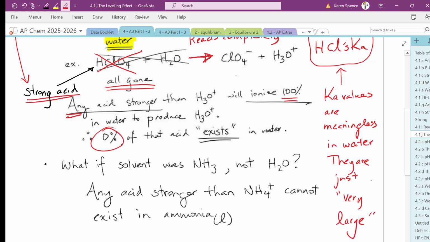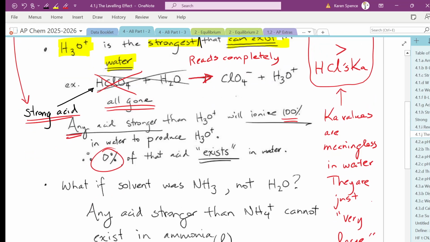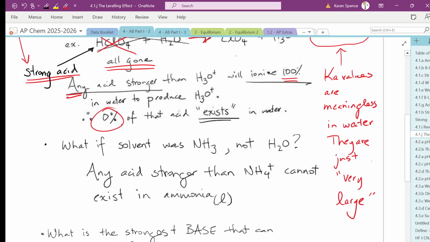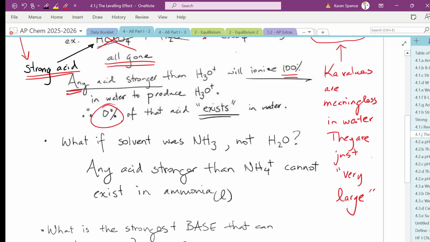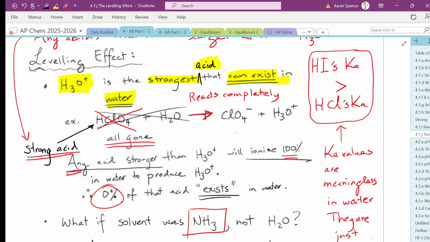Yes? Now, what if the solvent were NH3? And if you're like, well, how the heck did we get these Ka values if they're just very large? We'll talk about that in a moment. But what if instead of having water as the solvent, we had NH3? Okay. Now remember, with water, H3O plus is the conjugate acid of water. And it's the strongest acid that can exist in water.